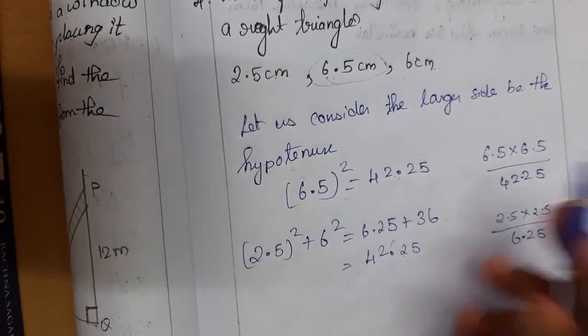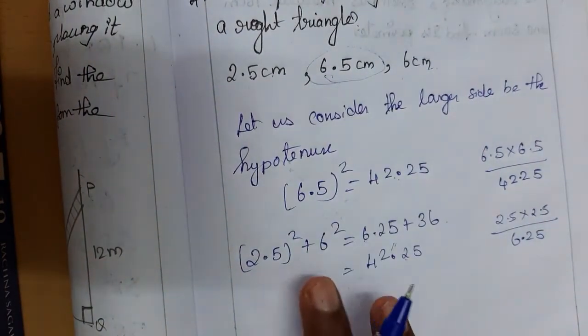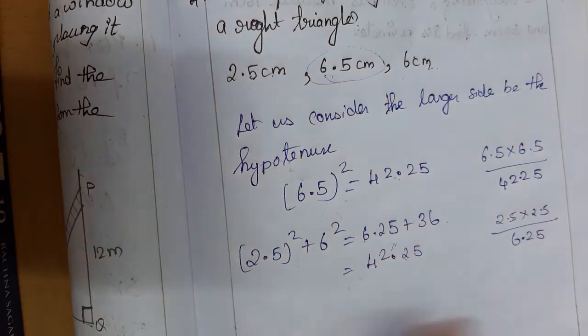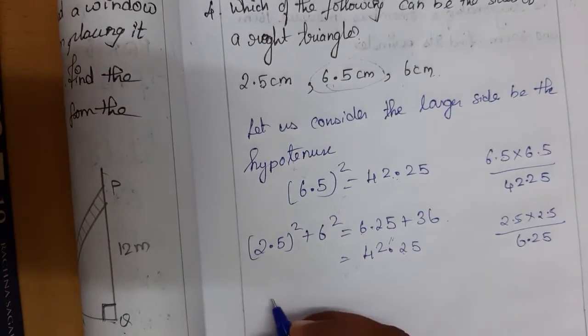So hence both are equal, right? So one of the squares is equal to the sum of the squares of the other two sides. So it satisfies the Pythagoras theorem.